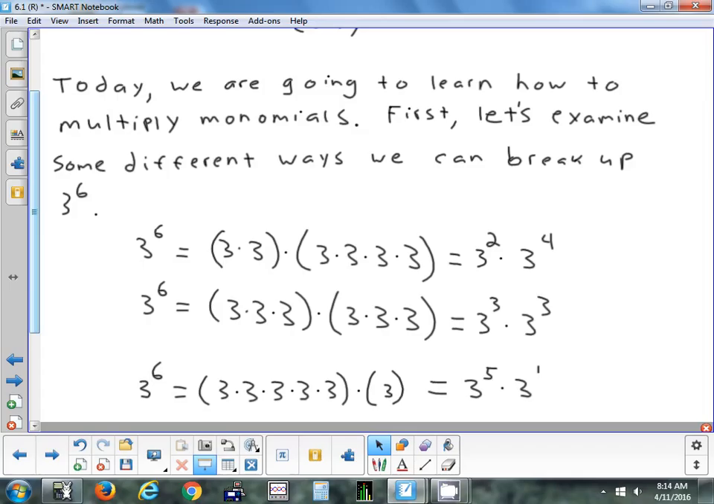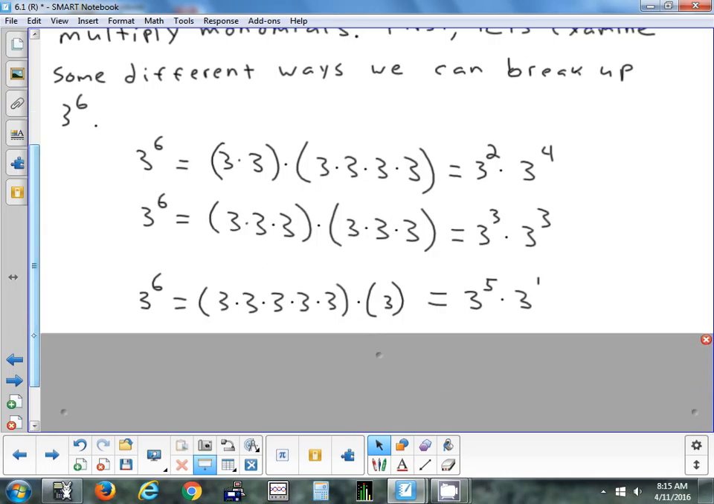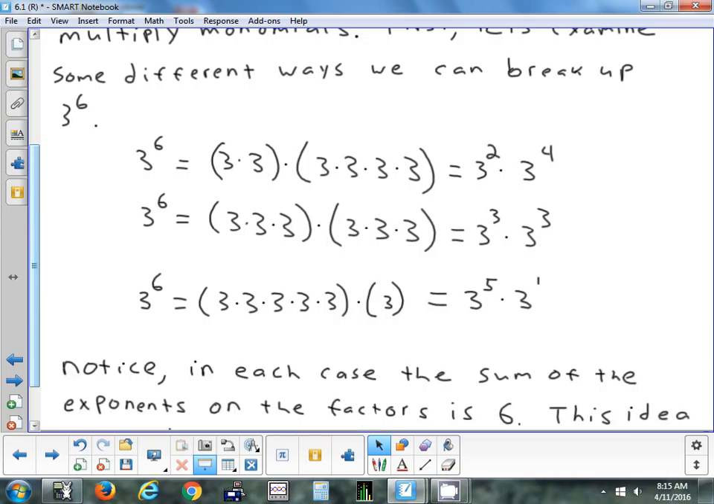Let's say you group it as a group of 3 and another group of 3. 3 to the 3rd, 3 to the 3rd. What do you get if you add 3 and 3? 6. Let's say you group it as a group of 5 and a group of 1. If you add 5 and 1, what do you get? 6. So it can't be any higher than 6. That's the point. No matter how you group it, the number of 3's that you write down has to come out to 6.